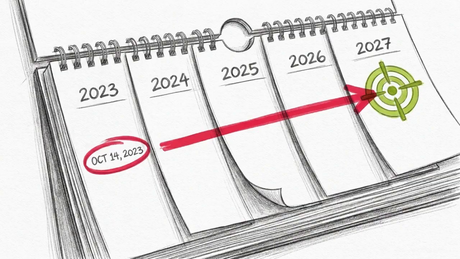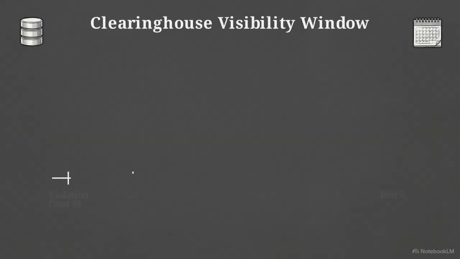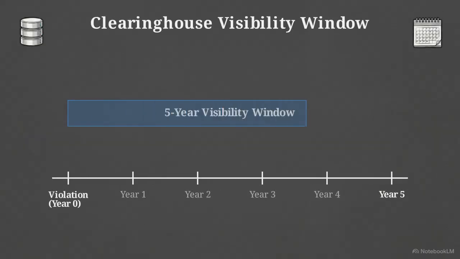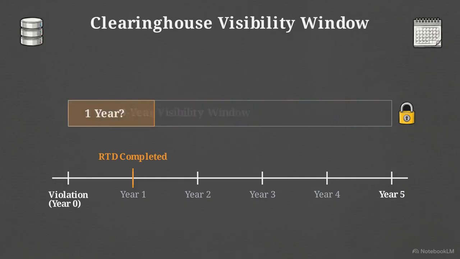We need to address exactly how long negative data remains active in this system, because many drivers misunderstand the timeline rules. This chart maps the visibility window. Any violation logged in the Clearinghouse remains visible to employers for 5 full years from the specific date the incident occurred. Consider a scenario where a driver completes all return-to-duty requirements within the first year. The rapid completion of that process does not shrink or erase the 5-year visibility window.